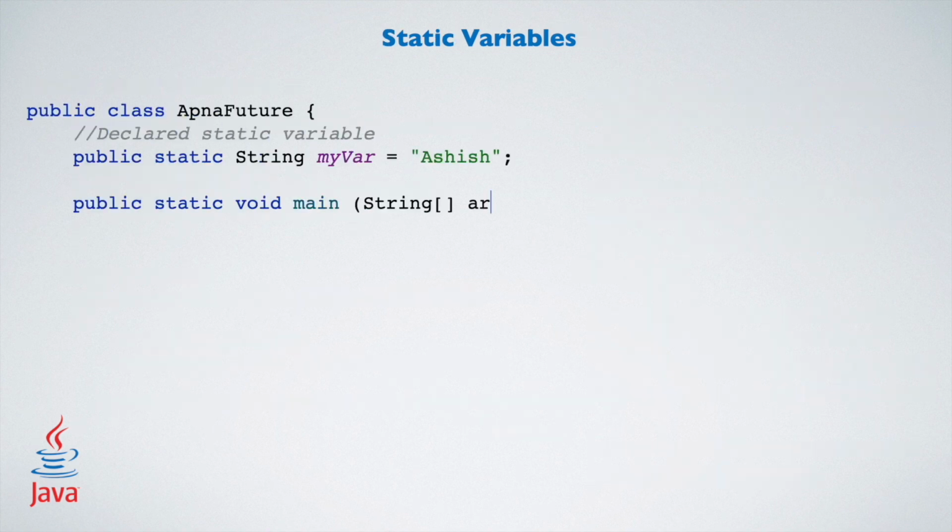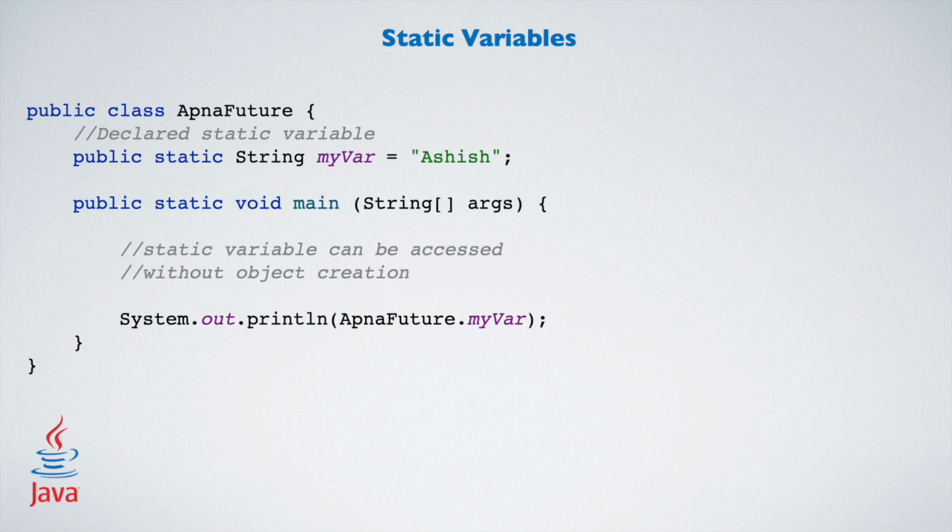Now static variables. Again we have a class named ApnaFuture, and here public static String myvar = "Ashish" is written. So as we know, myvar is our variable name, String is its data type, Ashish is its value, and here you can see the static keyword is also written. So the static keyword is telling that this variable is static. Now we have a main method, and inside it System.out.println is written. Here you can see ApnaFuture.myvar in the last line. It is telling that we can access a static variable with the help of the class name.